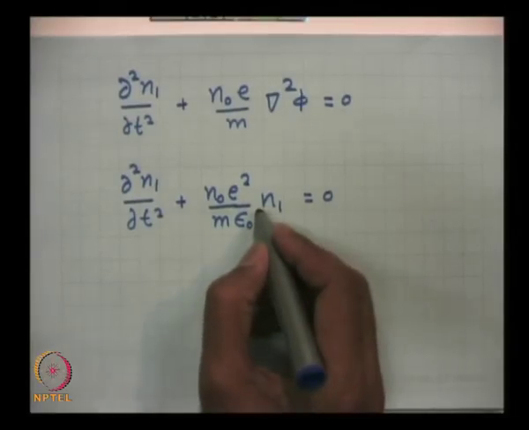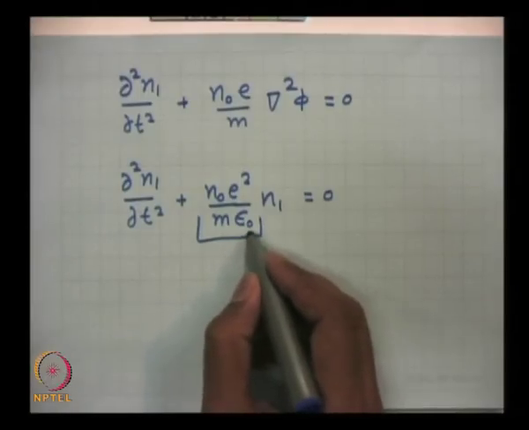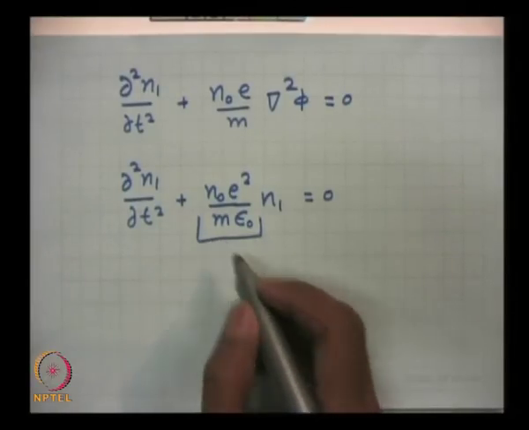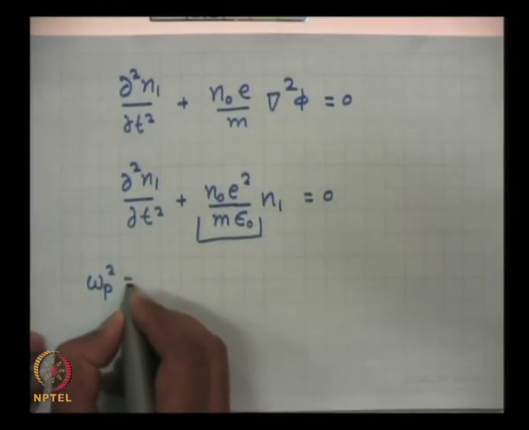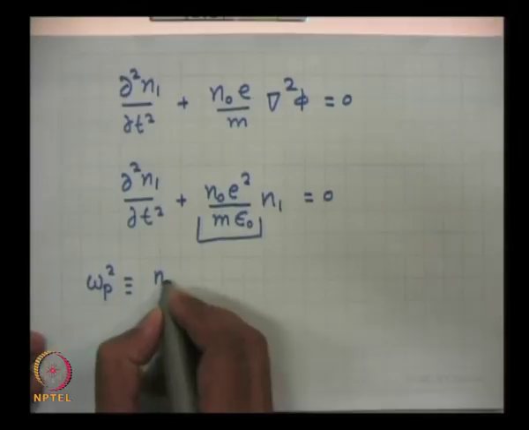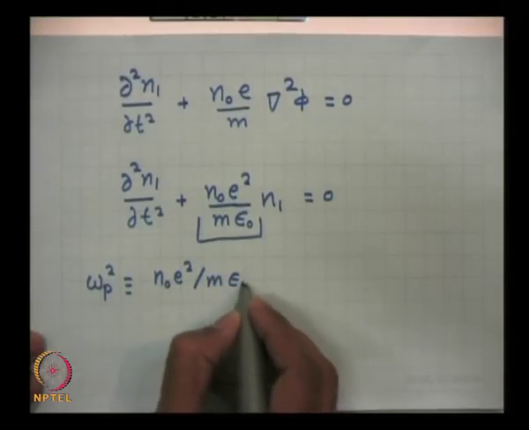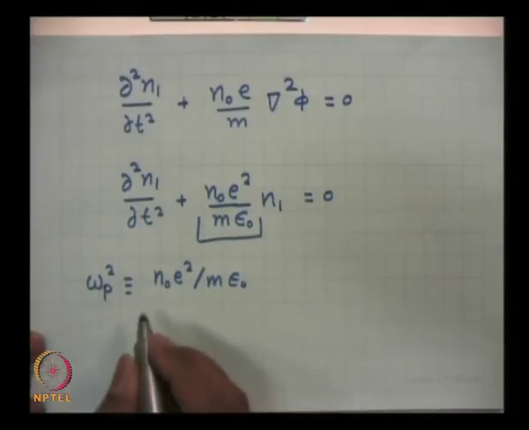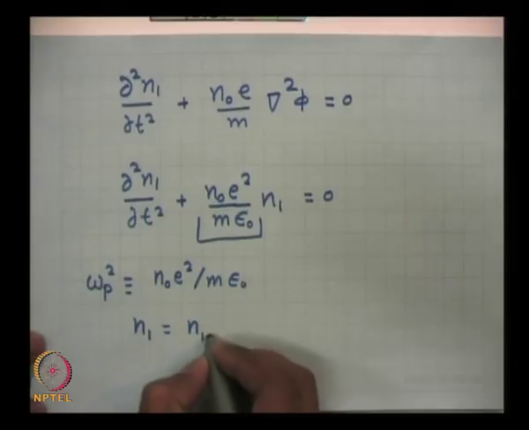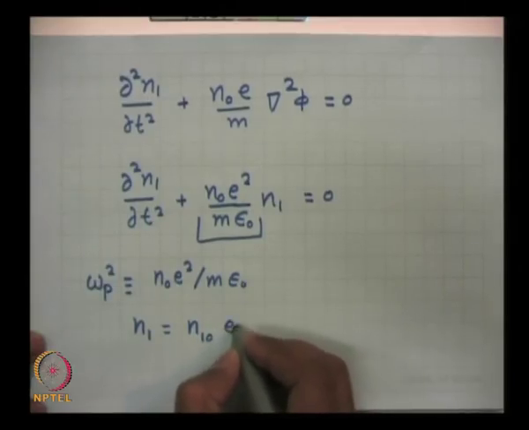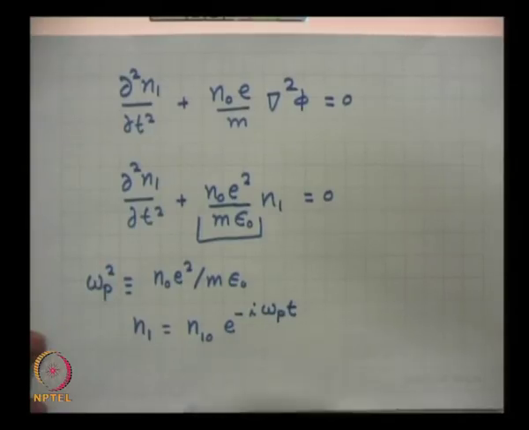This is a very simple equation. The coefficient of n 1 here has the dimension of frequency square. So, we give it a name, omega p square is defined as n 0 e square upon m epsilon 0. Then this equation has a solution. N 1 will be equal to some constant, I will call this n 1 0, exponential minus i omega p into t.